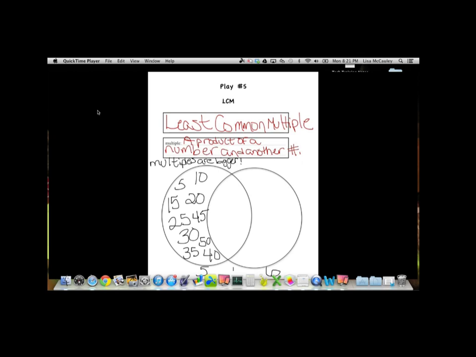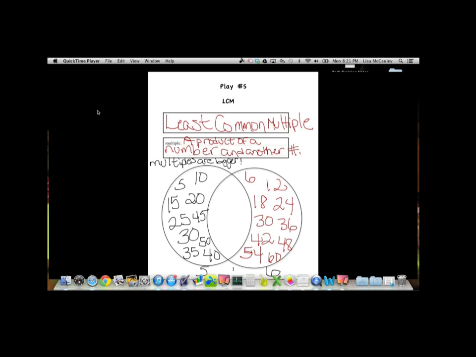Now let's list the multiples of 6. I'm going to do the same thing. 6 times 1 is 6. 6 times 2 is 12. 6 times 3 is 18. 6 times 4 is 24. 6 times 5 is 30. 6 times 6 is 36. 6 times 7 is 42. 6 times 8 is 48. 6 times 9 is 54. 6 times 10 is 60.